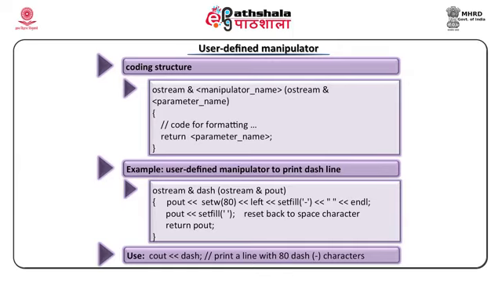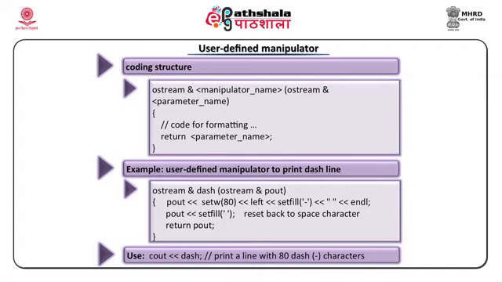Otherwise, as we know, in set fill the setting is permanent, that means unless and until it is changed, it remains in effect. So, the following output also will consider dash as the fill character, and that we do not want. So, we need to use here Pout set fill space, where space is the default one. That means I am resetting my fill character back to the default value. So, this is how we can use the manipulators. We can define our own manipulators and use them.